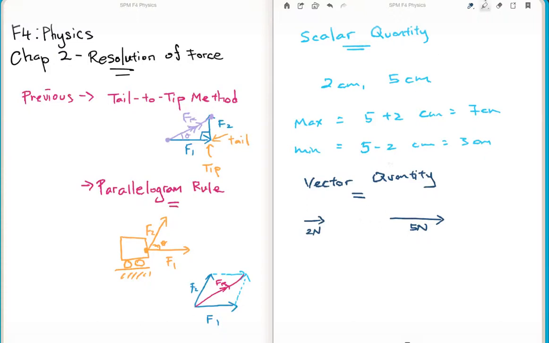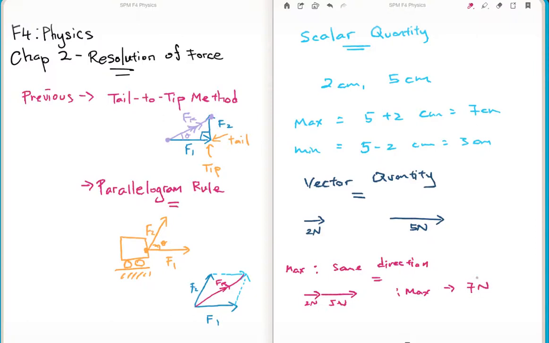Okay, what's the maximum and minimum you can get? From here, I would deduce the maximum is when they are moving in the same direction, right? If they are in the same direction, whether to the left or to the right, that would be 2 Newton to the right and 5 Newton to the right, so maximum I'll get 7 Newton. This is the first case, maximum. That's why I'll get 7 Newton to the right.